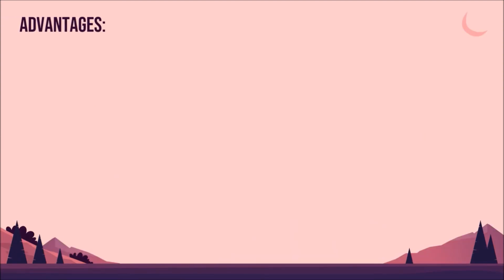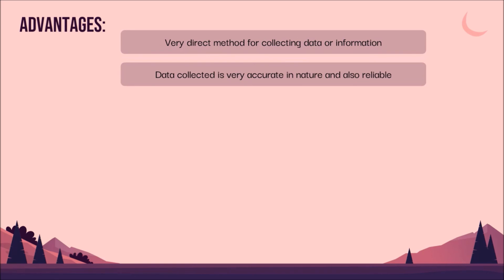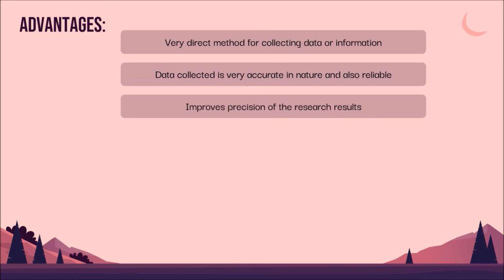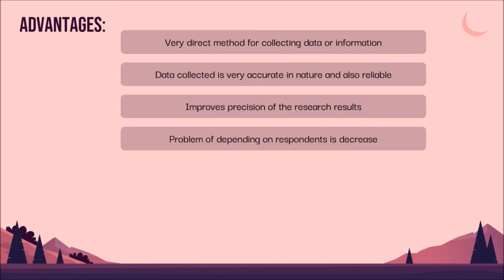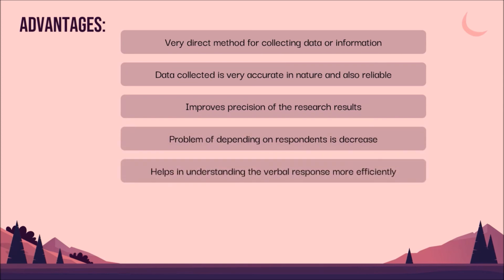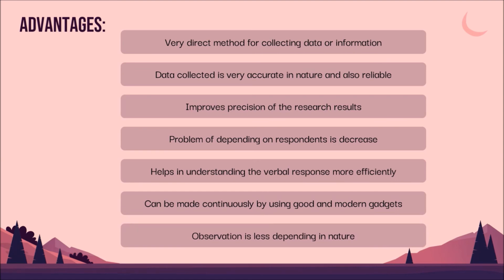Advantages of observation. First, it is a very direct method for collecting data or information. Then, the data collected is very accurate in nature and also reliable. It also can improve the precision of the research result. Next, the problem of depending on respondents is decreased. It also can help in understanding the verbal response more efficiently. It also can be made continuously by using good and modern gadgets. And lastly, observation is less dependent in nature.